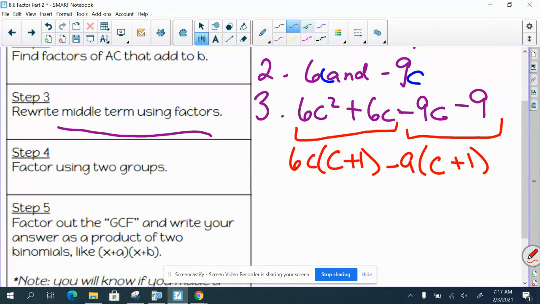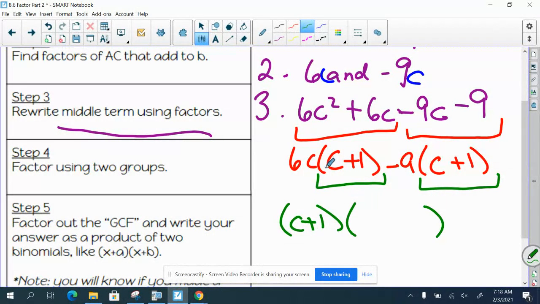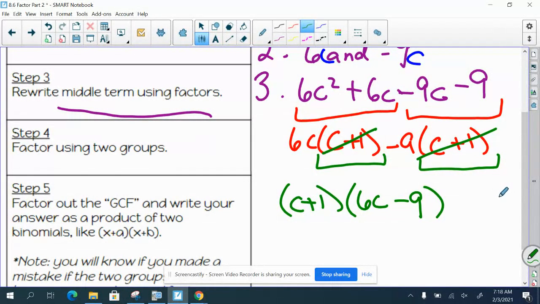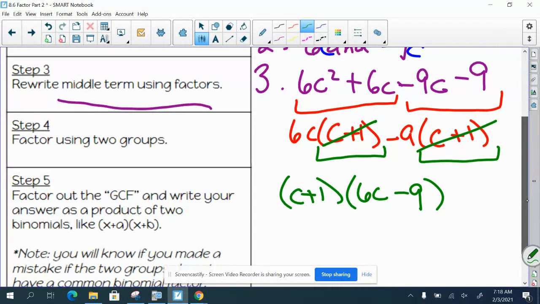So if you have a similar group, c plus 1 times c plus 1, for both of these factors, then you can factor out the c plus 1, and in parentheses, we write what's left. So after you factor out the c plus 1, we're going to cross it off so you can see what's left. You have 6c here, and then you have negative 9 here.